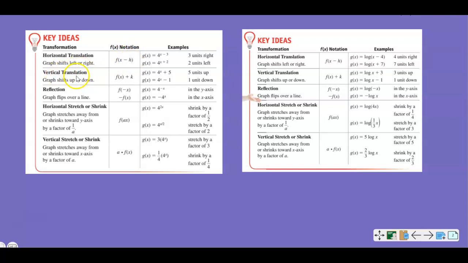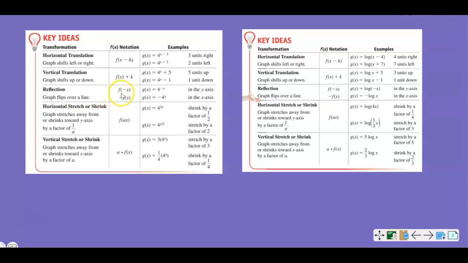The vertical translation, f of x plus k, this moves you up or down, and it moves you the same as the sign. Since this is a positive k, whatever the sign is, that's the direction it moves you. Plus moves you up, minus moves you down. So you can see here, we've got an exponential function, 4 to the x power plus 5, that's going to move you 5 units up. 4 to the x minus 1 moves you 1 unit down. And that's from your parent function. Remember, transformations are how does it shift or move from your original parent function.